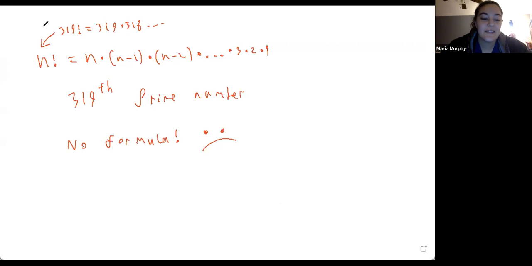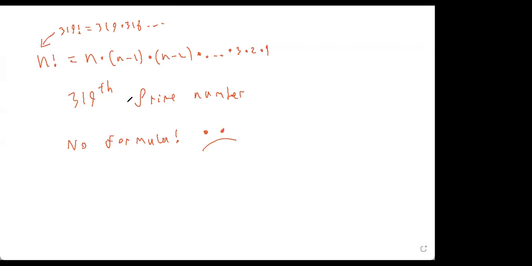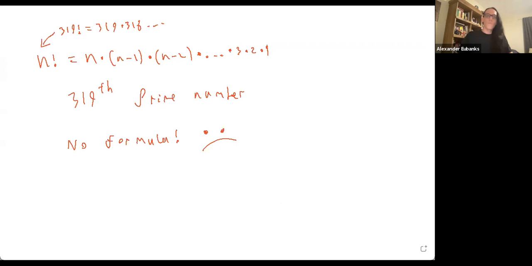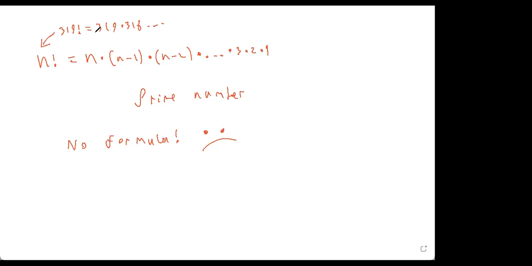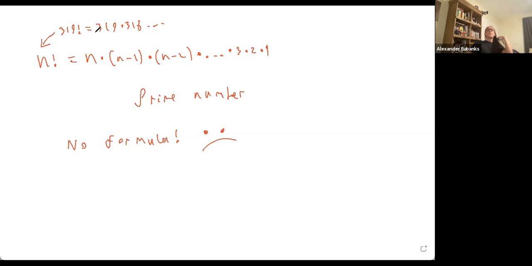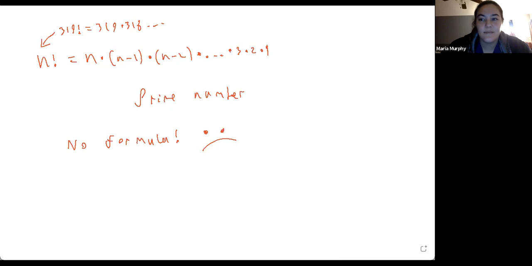You said the 319th prime, when really it's the largest prime less than 319, or less than or equal to 319. But yeah, your point still holds. You're right, that's not too hard to find, but now I want the formula to work for 32 trillion or something. Yes, understood. And as Maria said, we don't have a formula for prime numbers yet.